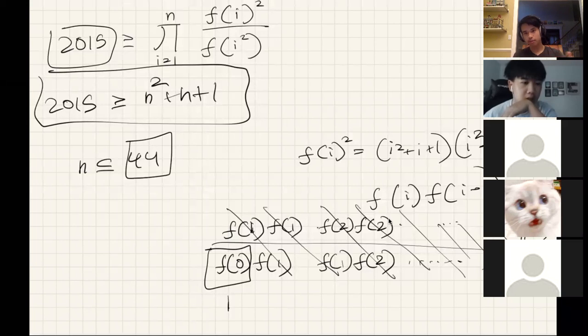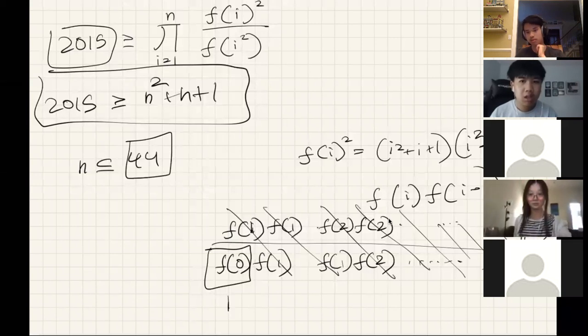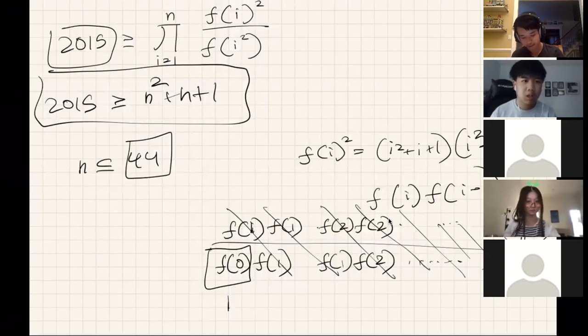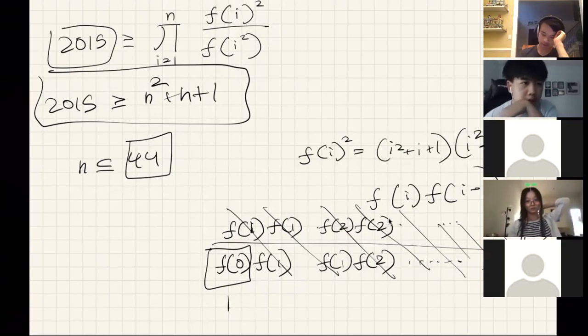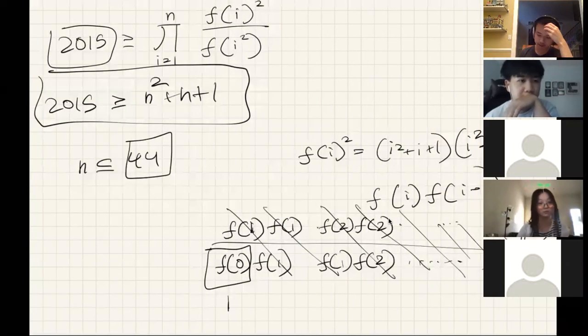And the main way you can cancel terms is to have terms in the numerator of the product that are going to cancel out with identical terms that are in the denominator of the product. So it's a little bit analogous to how addition cancels out with subtraction in telescoping sums, like multiplication cancels out with division in the case of telescoping products. Anyways, on to the next one.